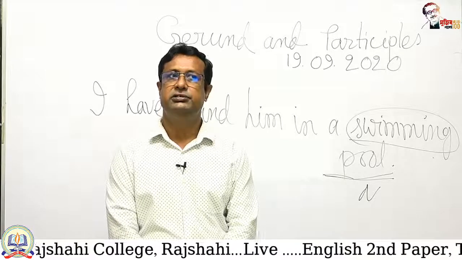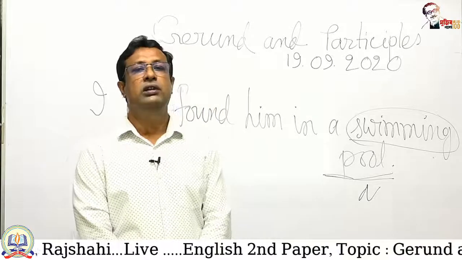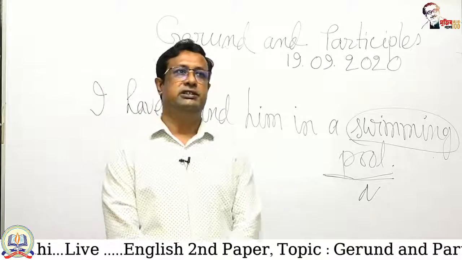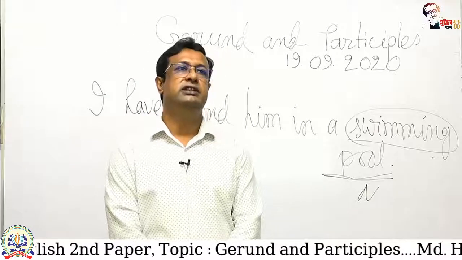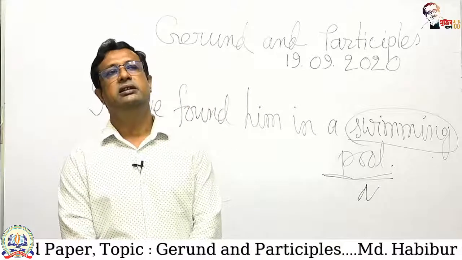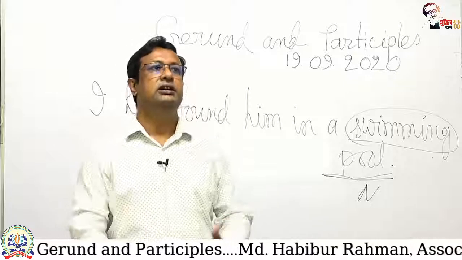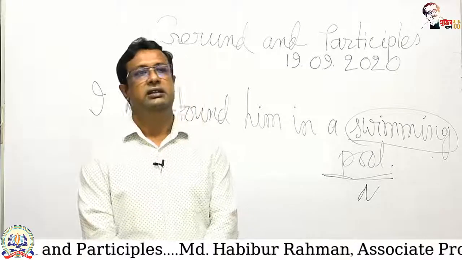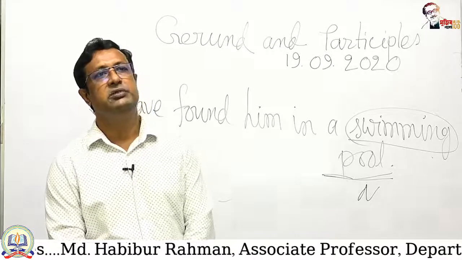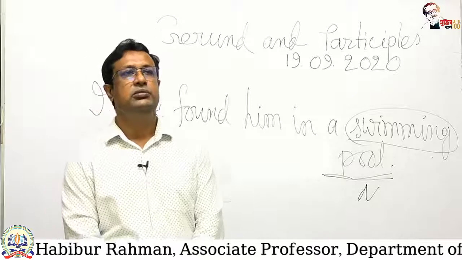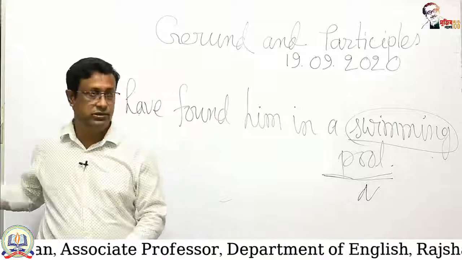So, dear students, notice the difference. When we use only a present participle, a single word, as a modifier, we use it as a pre-modifier. But when this present participle has some other related words with it and it makes a phrase, then we use the present participle phrase as a post-modifier. In our next sentence, we will see this.